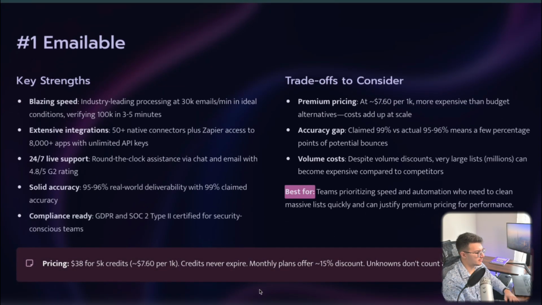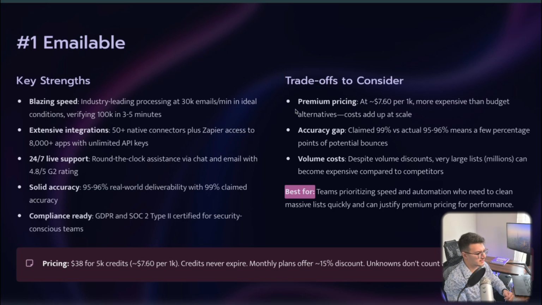Which one is the one that we're going to want to use? Let's talk about the individual strengths. I'm just going to use these as a high-level overview, and at the end, we'll tell you which one we're using right now. So Emailable is renowned to be the fastest, right? Claiming that they can do 30K emails a minute. They have extensive integrations, 24/7 support, solid accuracy, and they have compliance certifications.